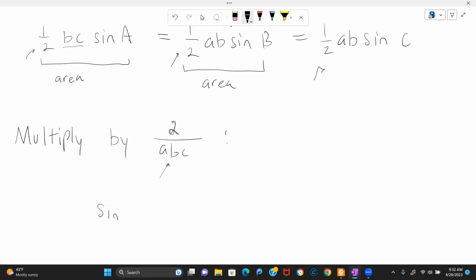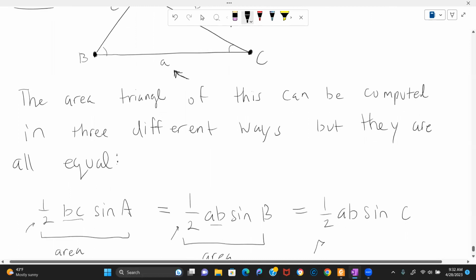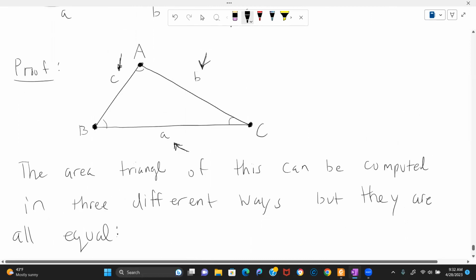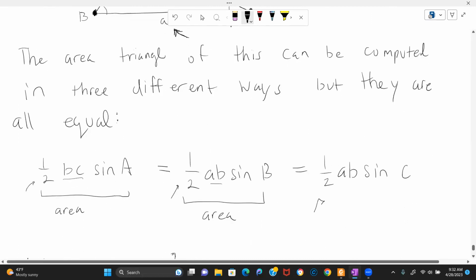So we have sine A over A is equal to, now we have this A, B, and C is going to cancel with the, sorry, this is not quite right here. So sine B. Oh, yes, I made a mistake. It should be A times C.